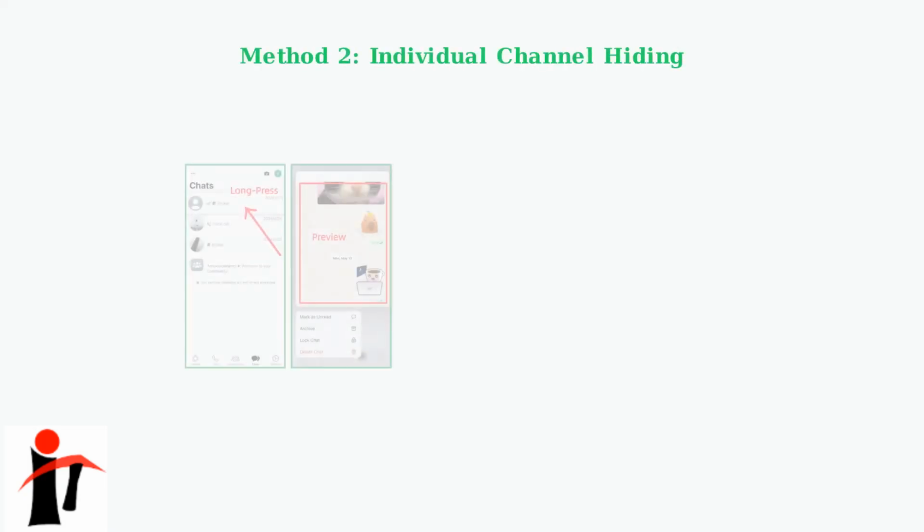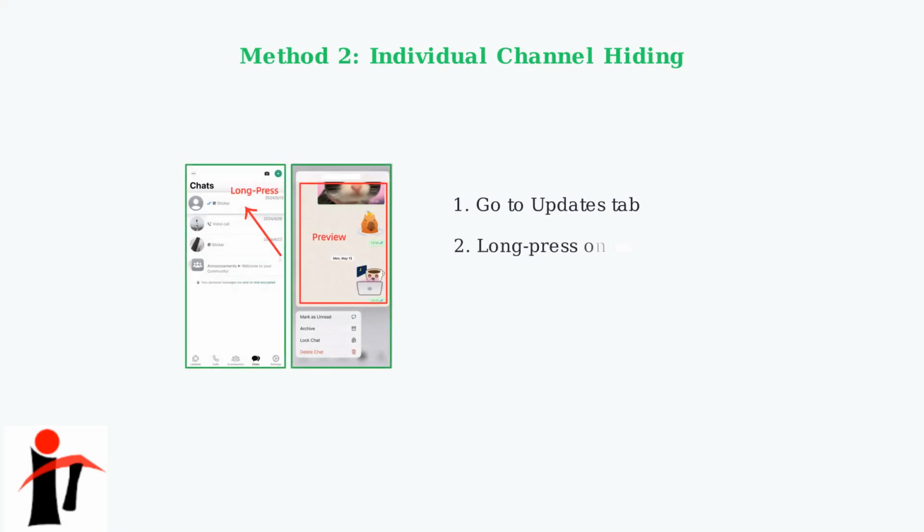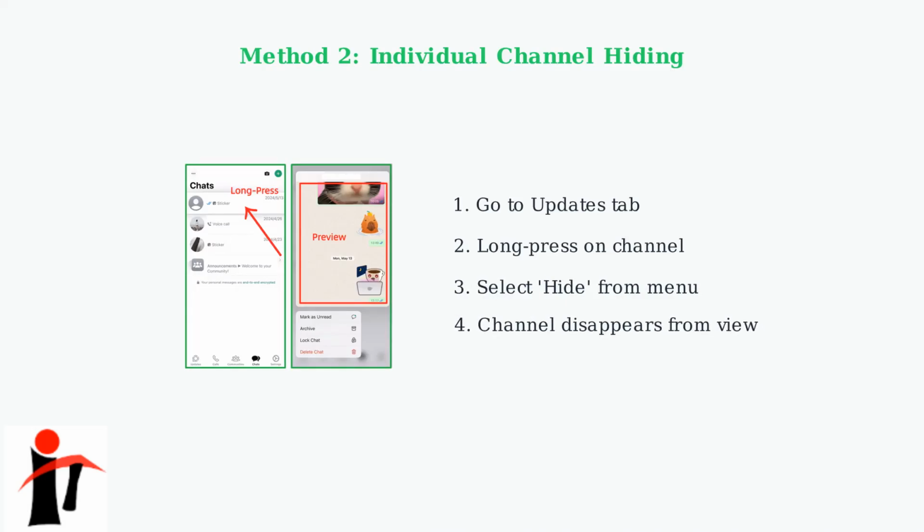Method 2. You can hide individual channels by long pressing on any channel in your Updates tab and selecting Hide from the menu. This gives you more granular control over which channels appear in your interface.